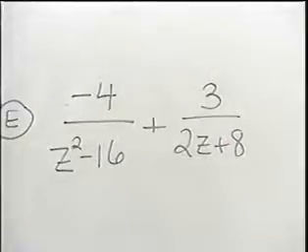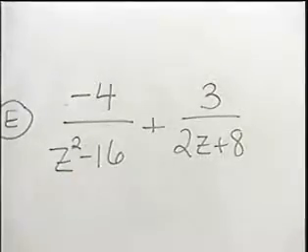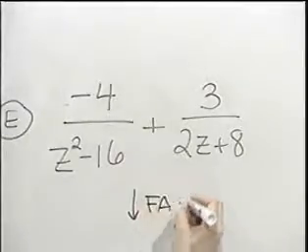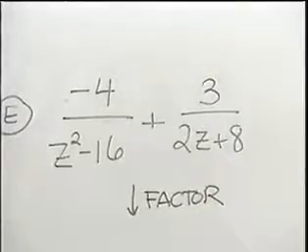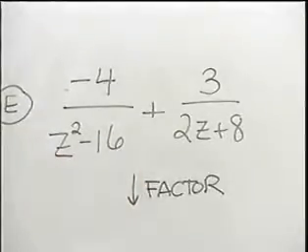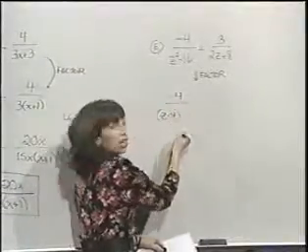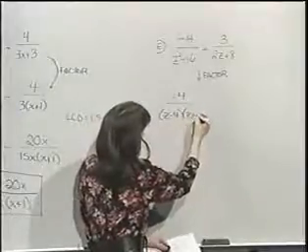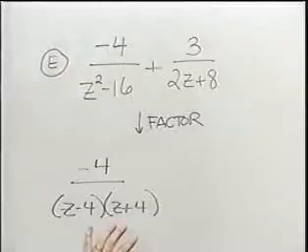Okay. Let's see. What are we going to do? First step, like last time, is we're going to factor our denominators. We need to change our denominators. So let me just write the word factor. We know that means we're going to factor our denominators. So in the first fraction, we've got z squared minus 16. This is a difference of squares. So that's negative 4 over z minus 4 times z plus 4.